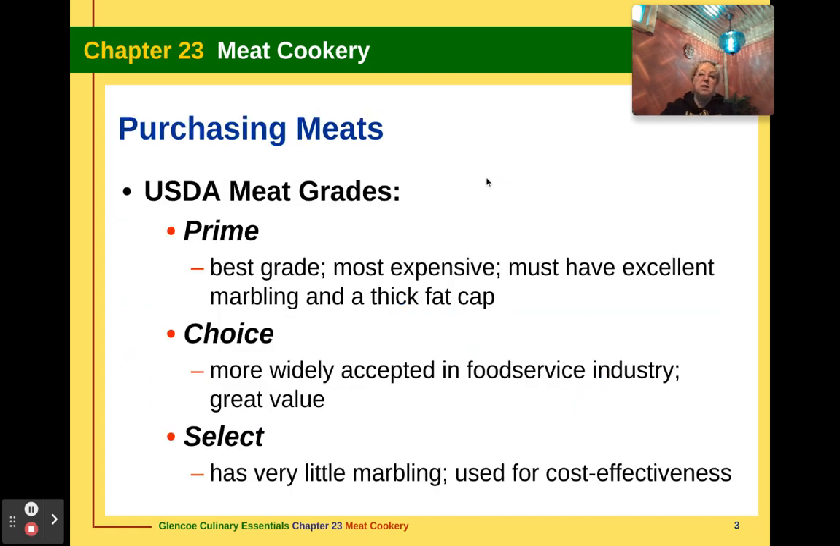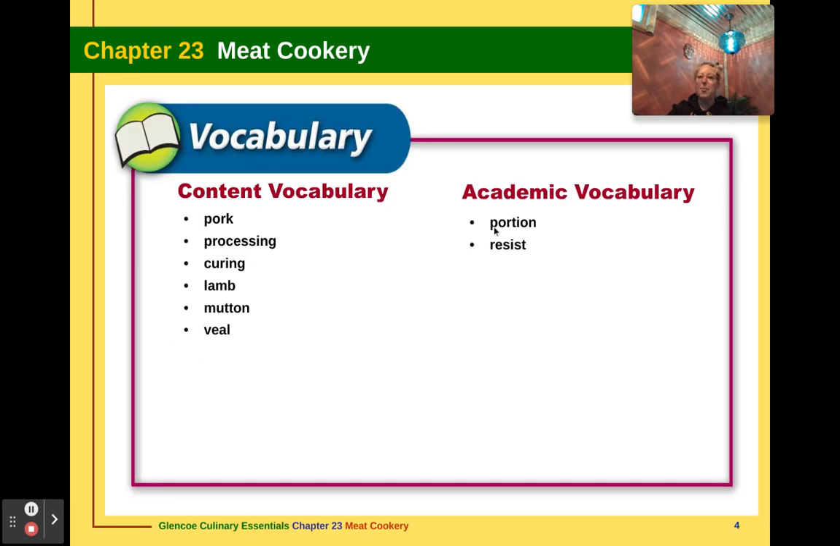So we did talk last class period about the meat grading and the different grades of meat. And so prime, choice, and select are what you're going to have the most experience with, either in the grocery store or working through food service. So this is a little bit more of our vocabulary.